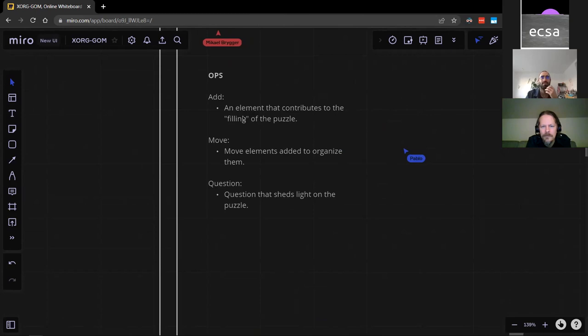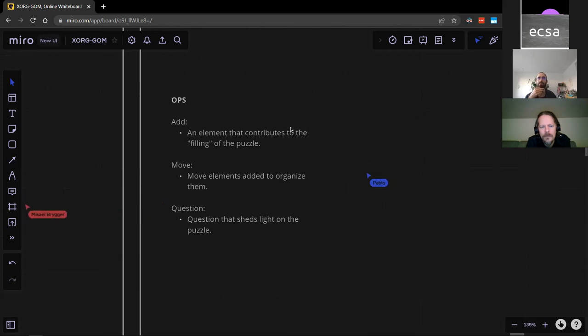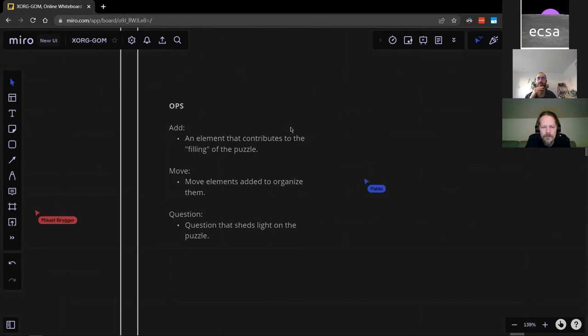Here you can add an element that contributes to the filling of the puzzle, which is of course up to you to decide what fills the puzzle. It could be like, we should think about this, or whatever you think. It's not filling it completely, but partially filling is enough. And then move: elements added to, or organize them. So if somebody added something, you can take the move of organizing them in different forms. And then question, which is putting in a question that sheds light on or opens areas of the puzzle itself.